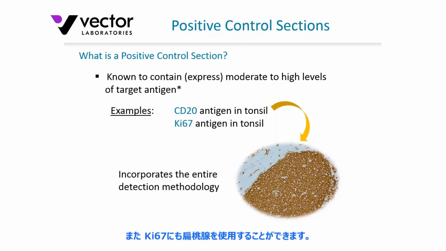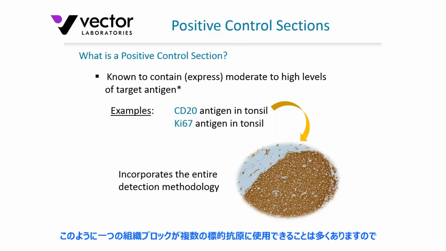I've got another example there of Ki67. You could also use that in tonsil. And I've indicated both of these here to show that for investigators who may be concerned about costs or trying to source multiple positive control blocks of tissue or sections, indeed, you could use the same block of tissue for multiple target antigens that you're looking for in a lot of cases. So that may help offset some concerns investigators have about positive control sections.